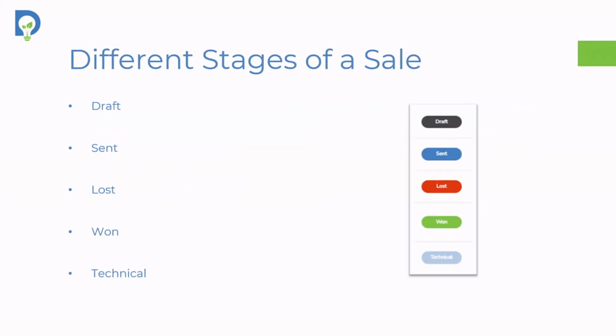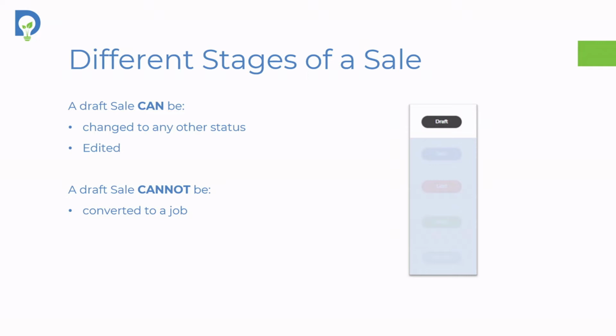Okay, so first off, we have the different stages of a sale. When we're talking about a sale, we're saying sending a document to the customer and trying to get them to that delicious won state. So there are 5 stages of a sale currently built within paperwork: draft, sent, lost, won, and technical. Okay, so those are the 5 different statuses. So what are the differences of these 5 types?